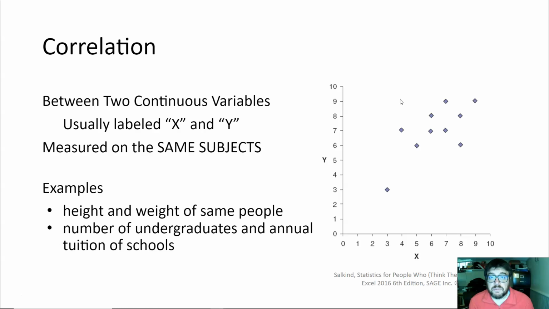the same objects. We also couldn't talk about a correlation between the color of a country's flag and the system of government that it has, because those two things are categorical or discrete variables, and you can't compute a correlation between discrete variables.